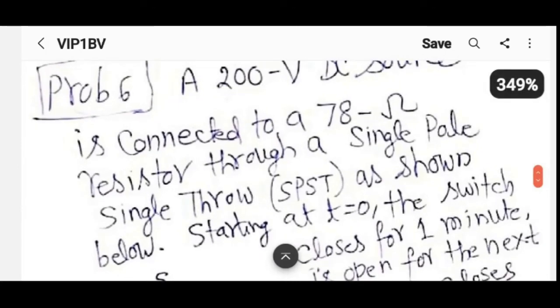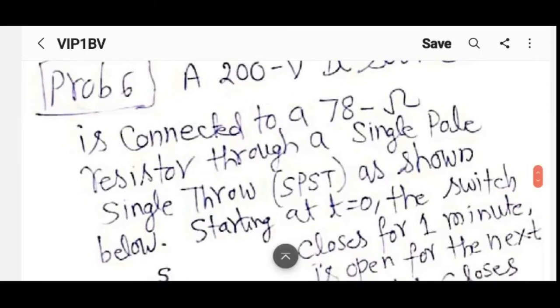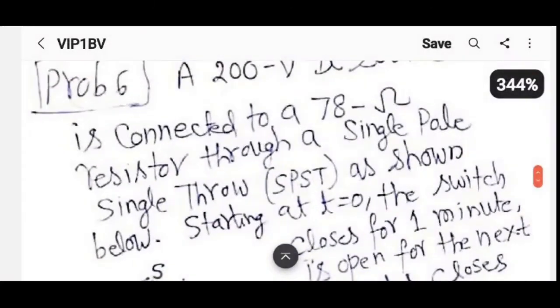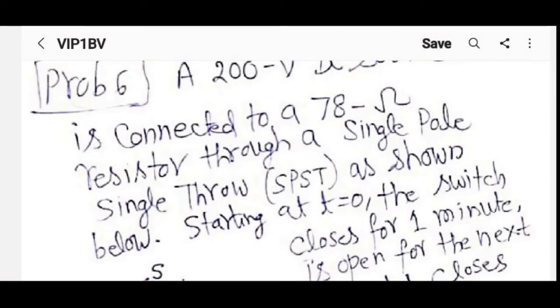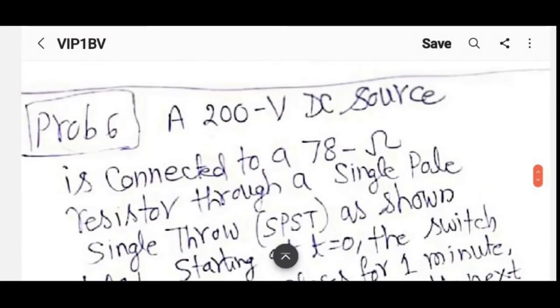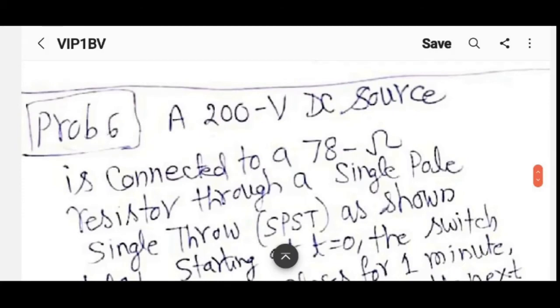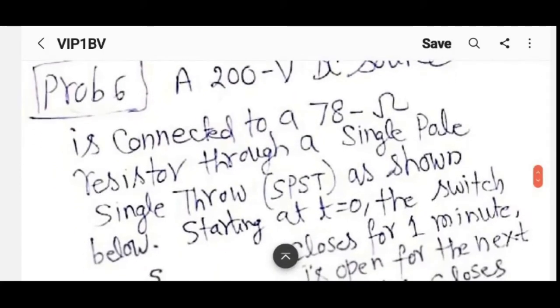In power system operation, quick calculations are required sometimes. So that's why I'm exposing you to things that you may have known already, but are worth having a second look. A 200 volt DC source is connected to a 78 ohm resistor through a single pole, single throw switch.